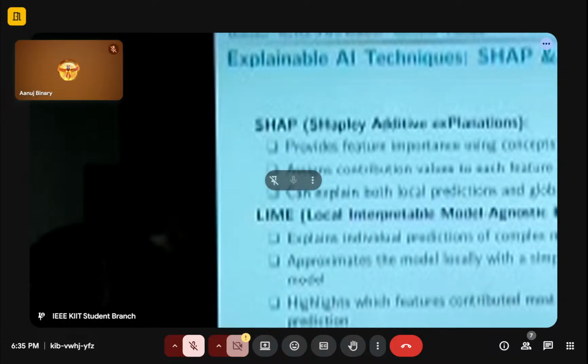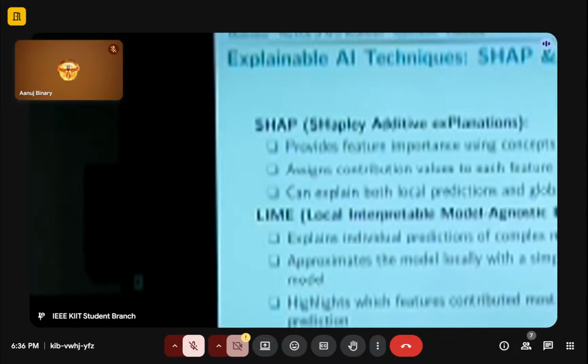So one is SHAP. Then LIME, the full form is Local Interpretable Model-agnostic Explanations. It explains individual predictions of complex models. So it will go and explain the complex model, approximating the model locally with a simple interpretable model. This point is important: it highlights which features contributed most to a specific prediction.